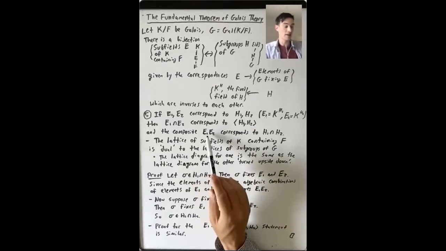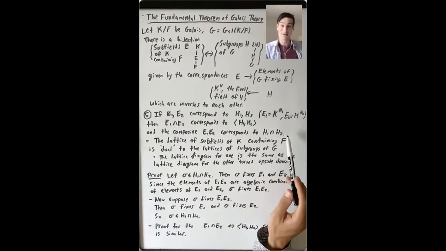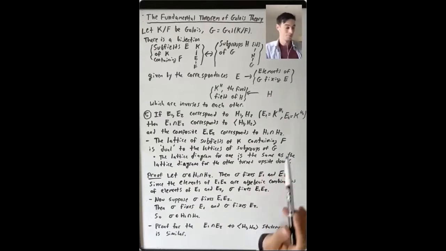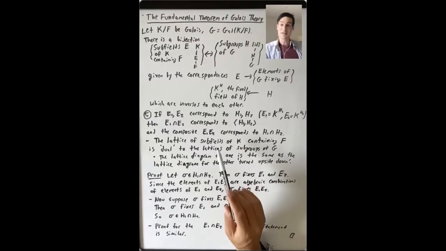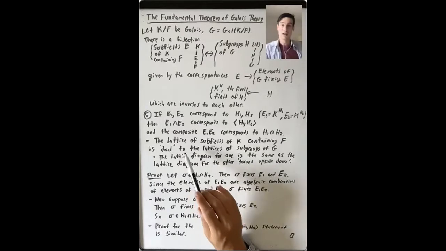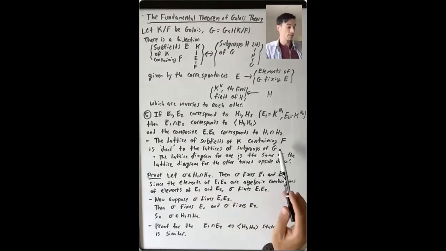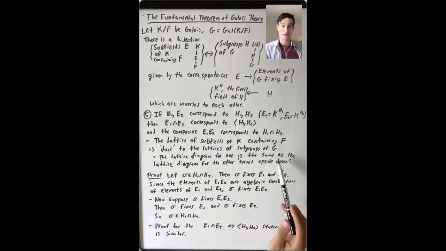And the composite field, which remember is the smallest subfield of K containing both E1 and E2, corresponds to H1 intersect H2. As a consequence of this, we see that the lattice of subfields of K containing F is dual to the lattice of subgroups of G. So what does that mean? The lattice diagram for one is the same as the lattice diagram for the other turned upside down.